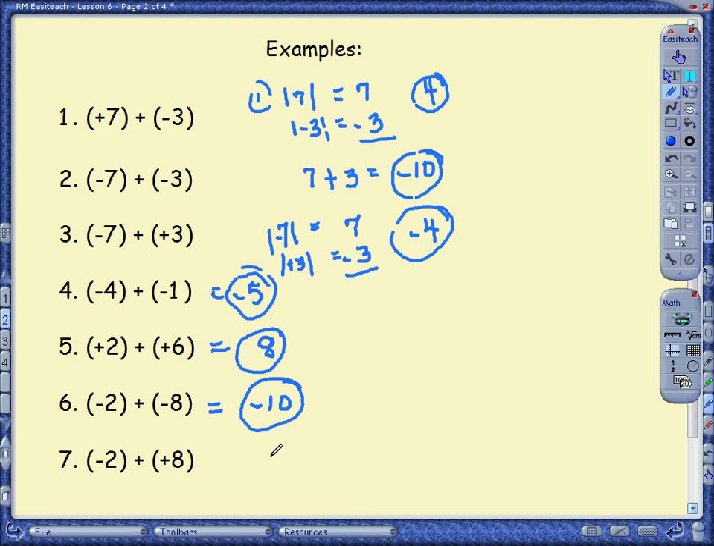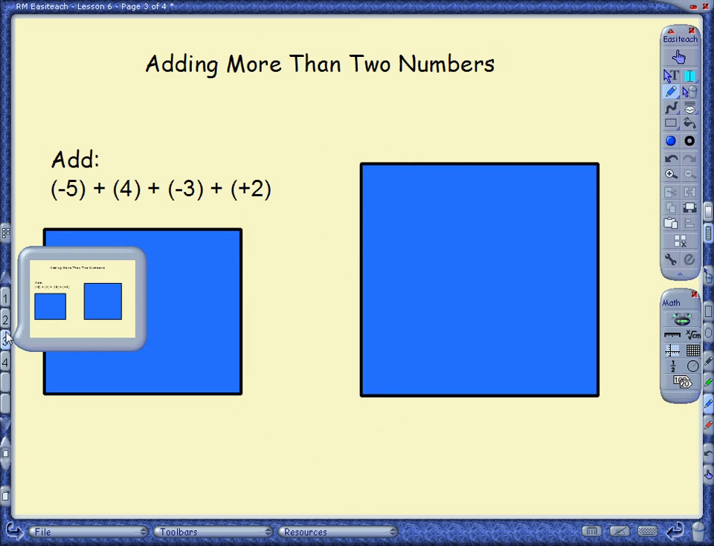Here, again, we're going to take the absolute value of positive 8, which is 8, and the absolute value of negative 2, which is positive 2. We're going to subtract those absolute values. We're going to get 6. Our greater number was positive, so our answer is positive 6.